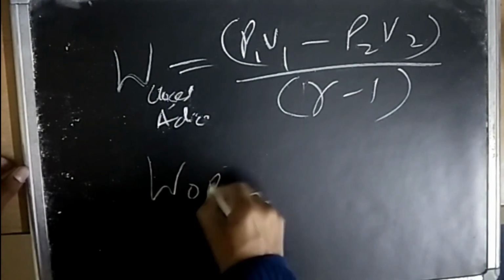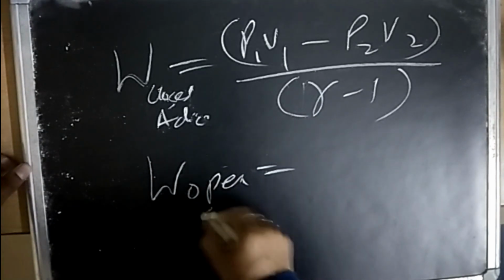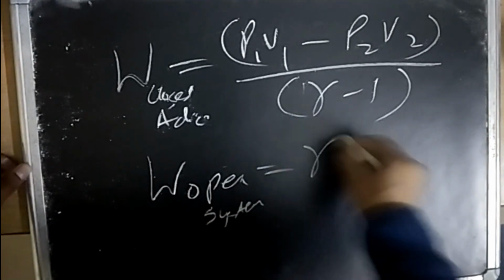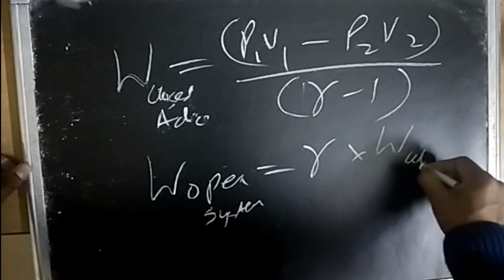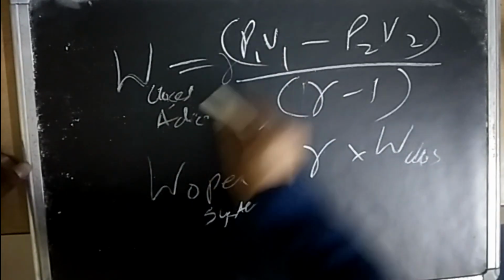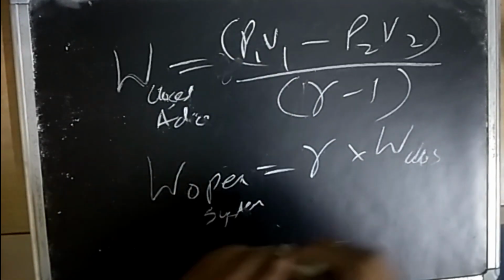And for an open system, the work for open is gamma times W of closed. So just multiply by gamma. This would be for an open system.